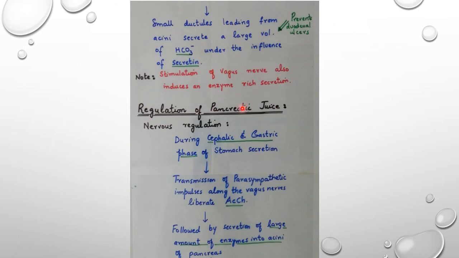Regulation of pancreatic juice. First, we are going to see its nervous regulation. During the cephalic and gastric phases of stomach secretion, parasympathetic impulses are transmitted along the vagus nerves that ultimately liberate acetylcholine. And following this process, there is secretion of a large amount of enzymes from the acinar cells of the pancreas.